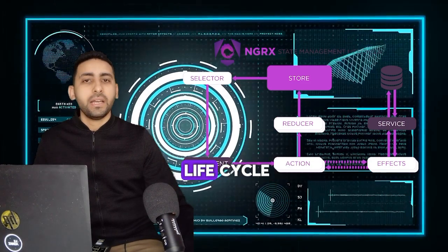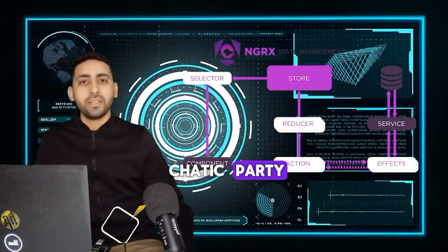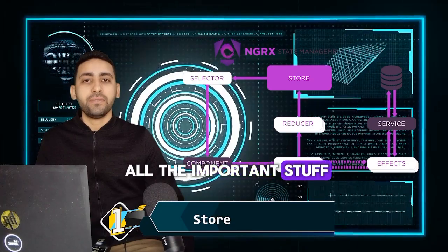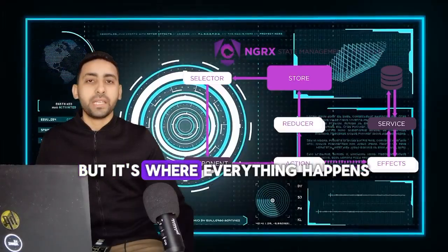We can say that lifecycle state management with NgRx is like hosting a chaotic party. First, Store: the dinner table where all the important stuff is kept. Sometimes it's organized, sometimes it's a mess, but it's where everything happens.